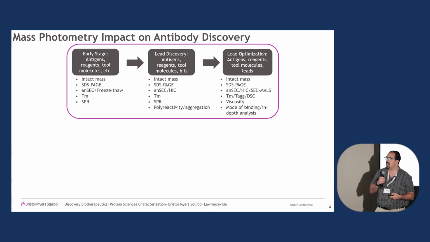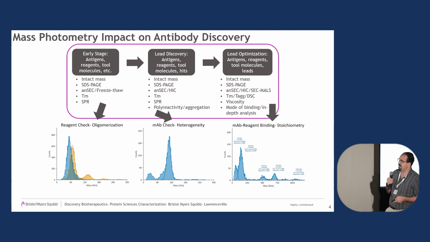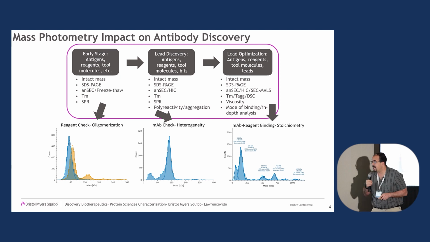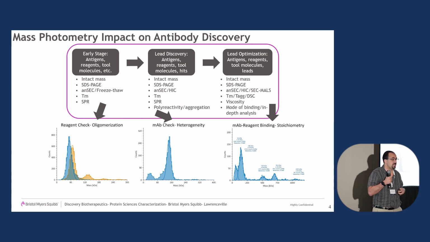When we're looking at antibody discovery, we're able to use the mass photometer in all 3 steps that I've outlined here: early stage, lead discovery, and lead optimization. Looking at initial reagent check, we're able to take a look at oligomerization, whether the reagents that we have are monomers, or if they're oligomerizing, aggregating, etc.